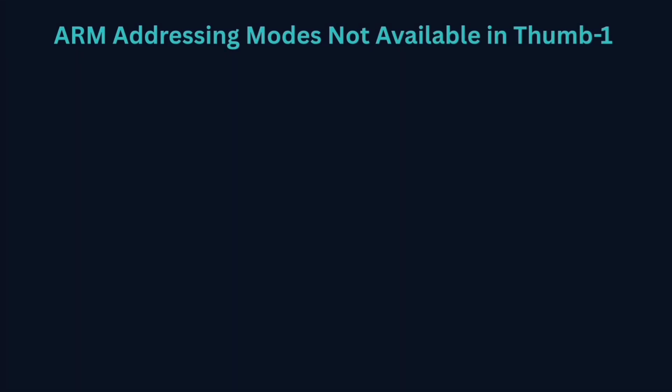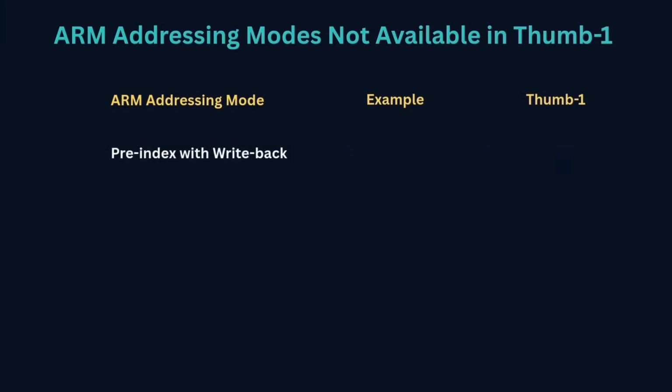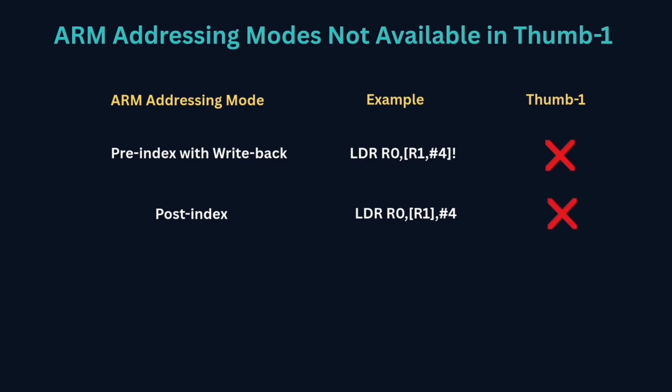The very first addressing mode which is not available in Thumb-1 is pre-indexed with write back. For example, in ARM mode, we can write something like LDR R0, [R1, #4]! followed by an exclamation sign. ARM can automatically update the base register after the memory access. Thumb-1 cannot do it. Next, we have post index. For example, LDR R0, [R1], #4. ARM can first access memory and then update the base register. Thumb-1 does not support post-indexed addressing.